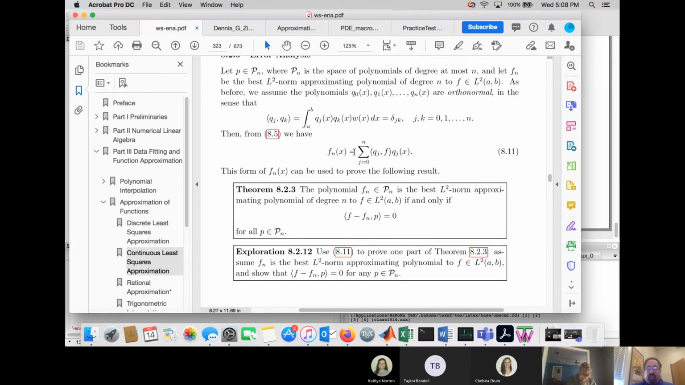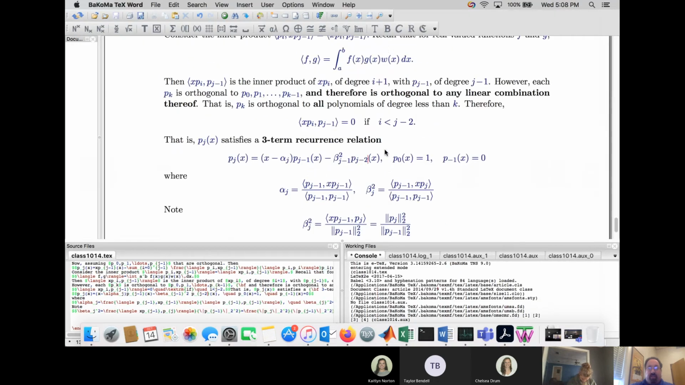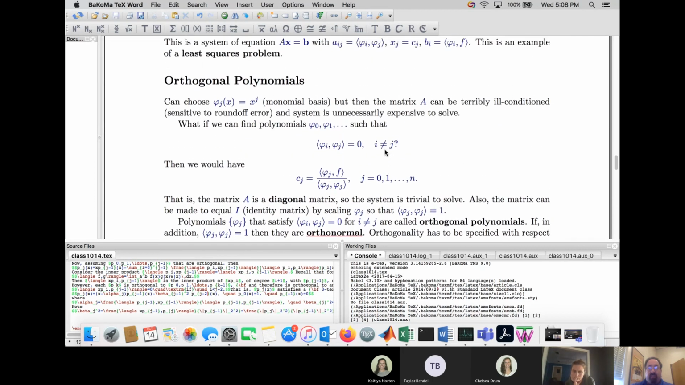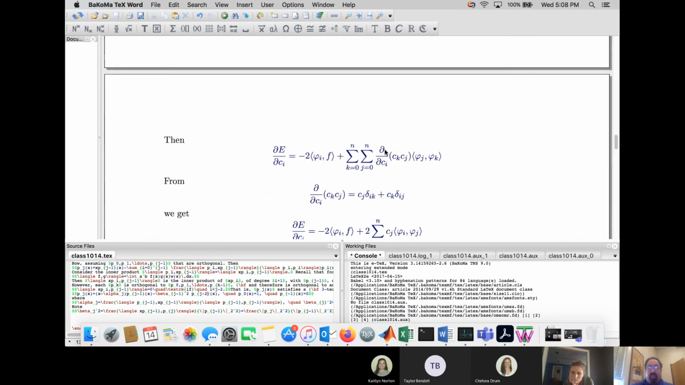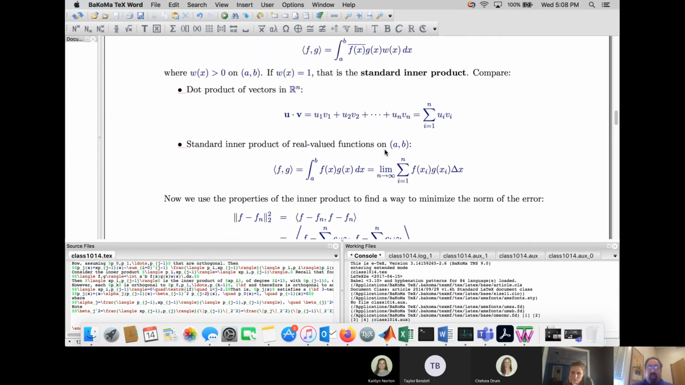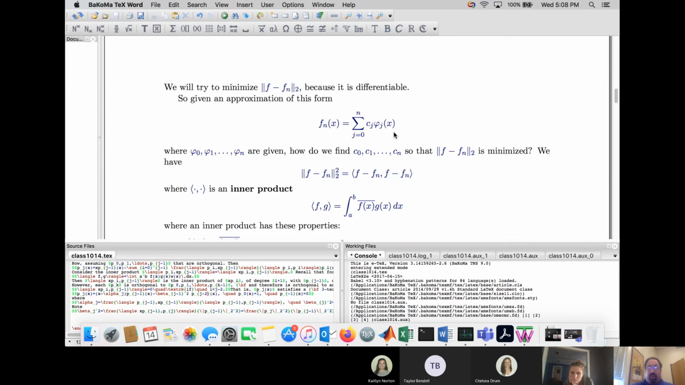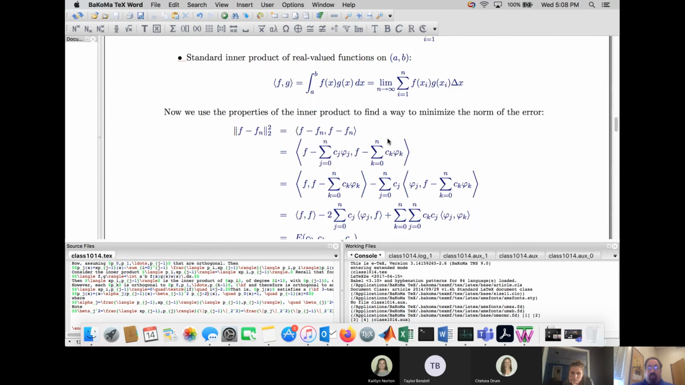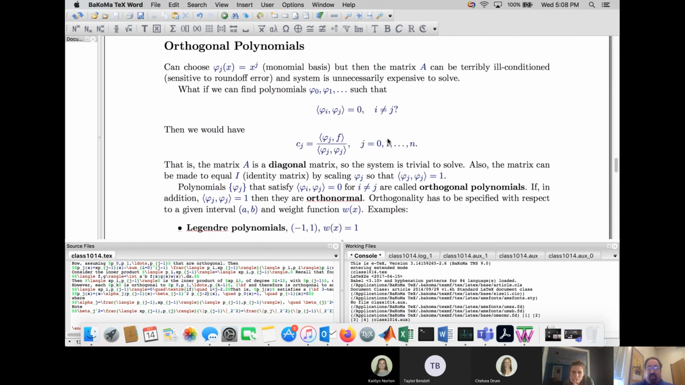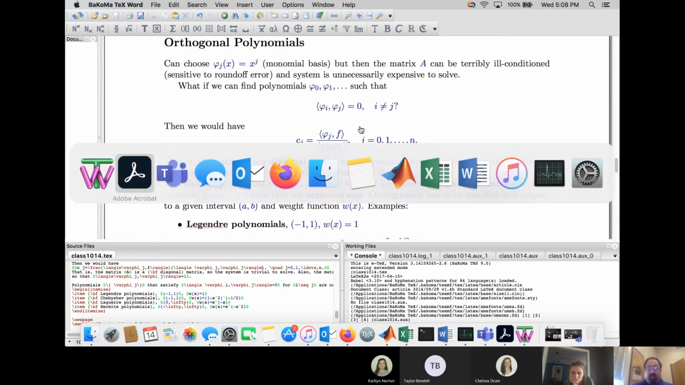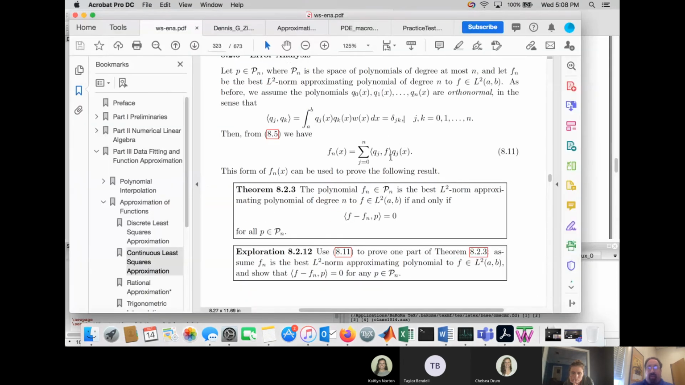So here, this is the same formula that I showed you earlier. In fact, I'll jump to it. So it's an approximation of this form where the coefficients, the c_j's, are given by this formula, but now this inner product is equal to 1. All right, so that's how we get this.